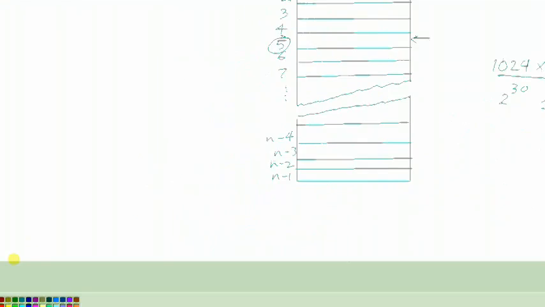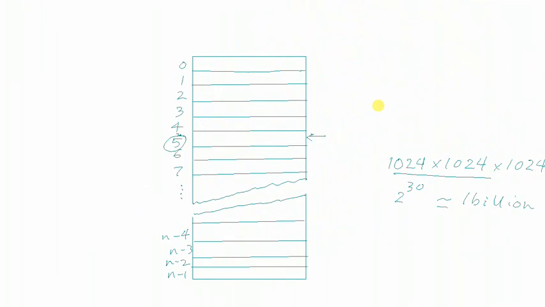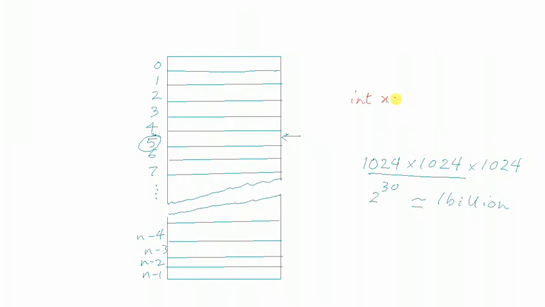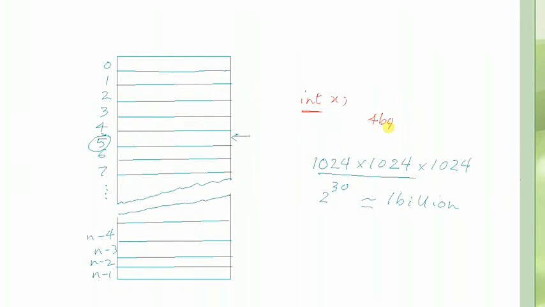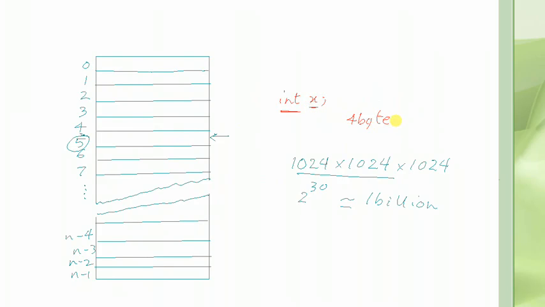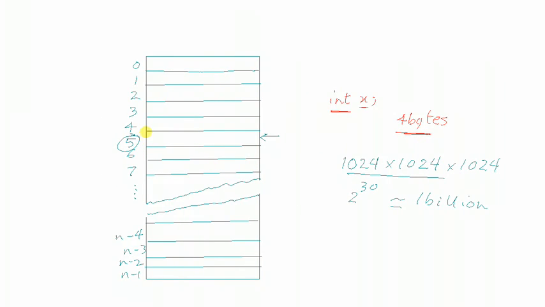Okay, so when we write in our C program, when we write int x, what happens at this point? What happens is the operating system allocates memory somewhere for this variable x, and integers are basically 4 bytes long. So this variable x is 4 bytes long, so it allocates 4 bytes for it. So say for example it allocates these 4 bytes right here.